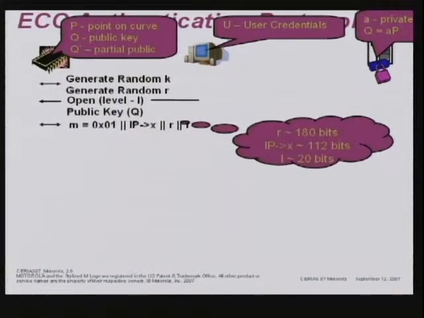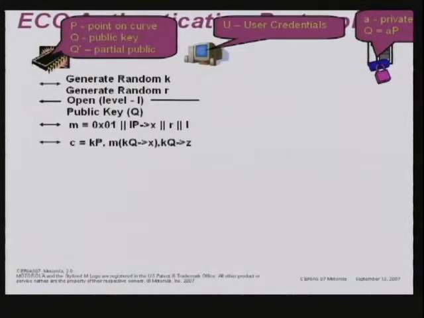In terms of relative sizes, my R is going to be roughly 180 bits. X, I'm going to take about 100 to 112 bits, and then my L is going to be someplace between 20 and 32 bits. From there, I'm going to generate a challenge. And so if you're, again, familiar with elliptic curve functions, my challenge is going to be K, which was my random number, times P, which is my elliptic curve point, the message times KQ of X, which essentially is the encryption step of the message itself. And I'm also going to pass KQ of Z, which is going to allow me to avoid doing the inversions down here on my chip and move that up to my server.